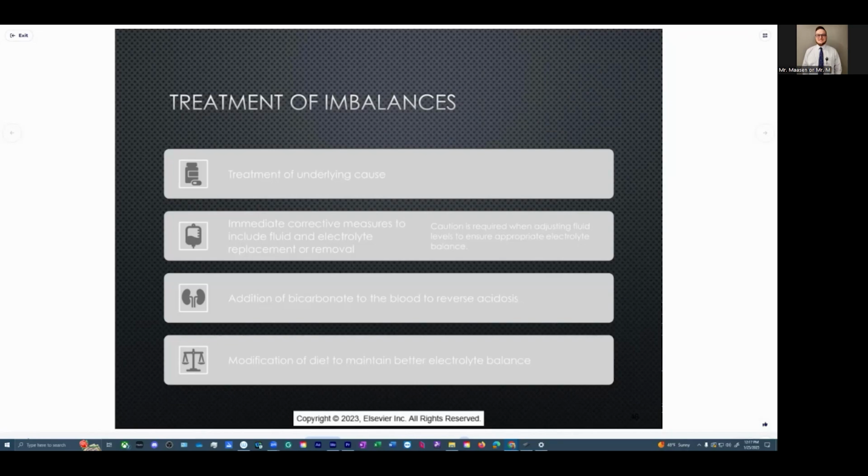Overall, for treatment of imbalances, just got to keep in mind, you got to find the underlying cause, what's causing it. That's the big thing. And then take corrective measures. We can give bicarb to reverse acidosis. And then in the future, we can look at their health history, look at their plan, make sure their diet and other stuff is right. And if they developed alkalosis from over abusing Tums, it would be education about, we can't do that.